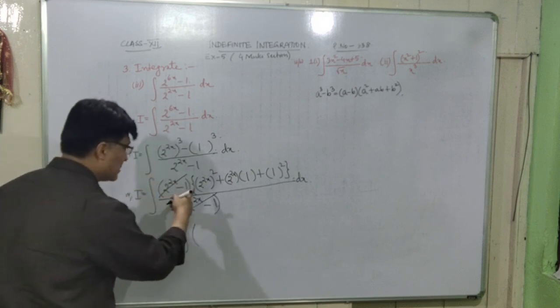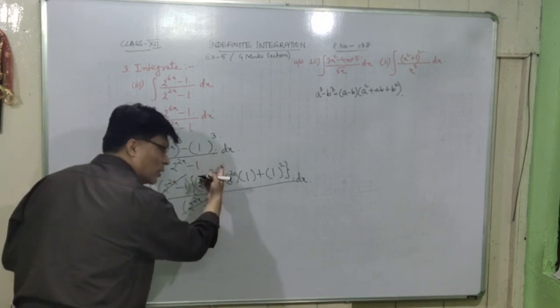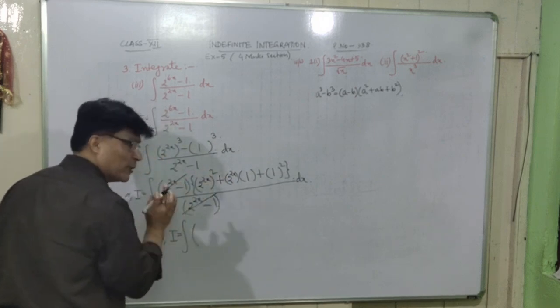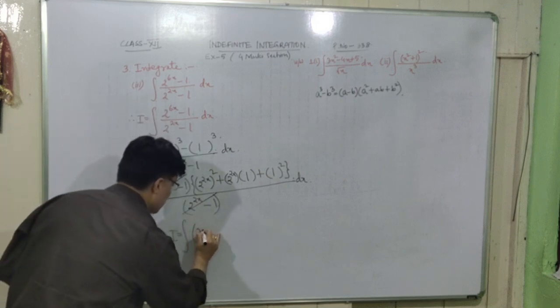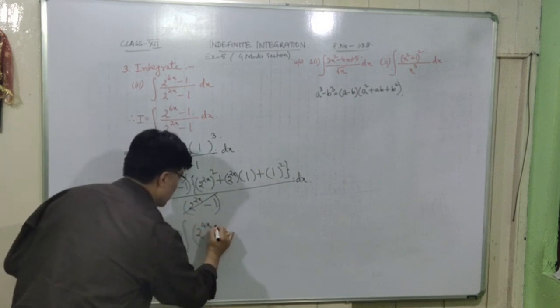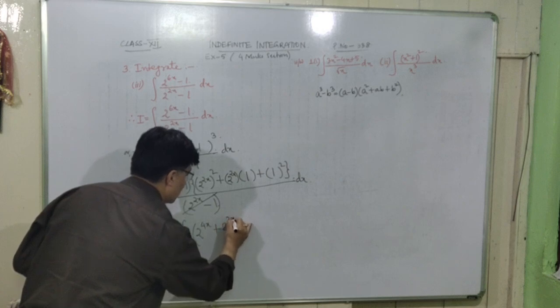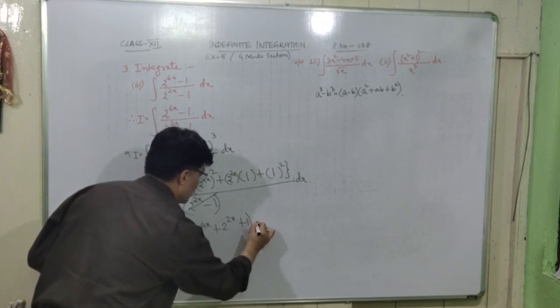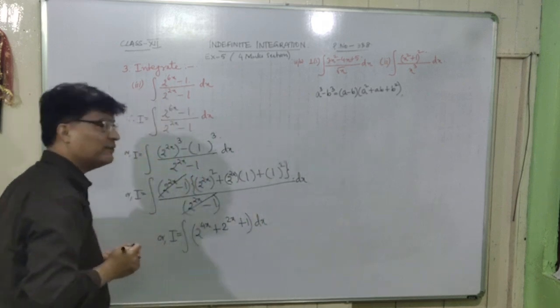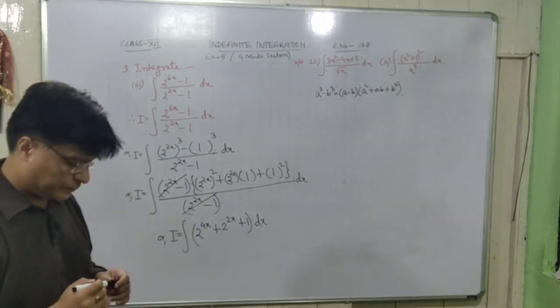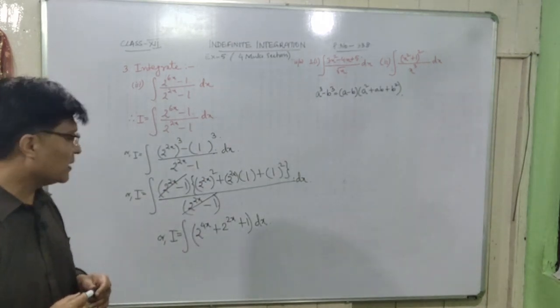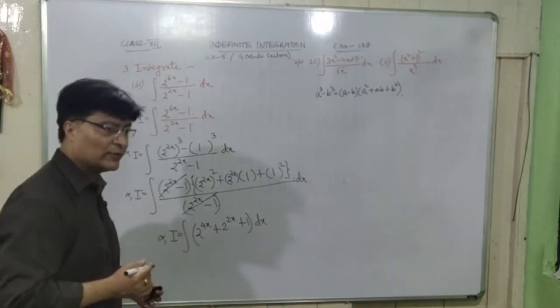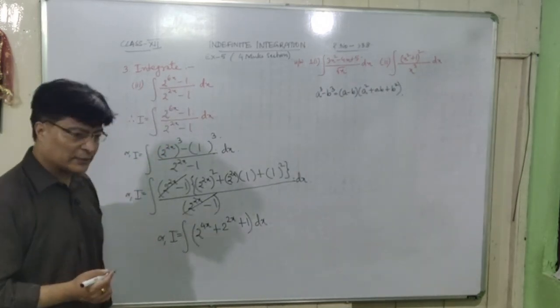Now we can simplify it. What is 2 to the power 2x whole square? These two powers must be multiplied. So it is 2 to the power 4x plus this is 2 to the power 2x, then plus 1 bracket closed. We have dx there. So I think you have understood it. Now we can separate the term and then we can integrate it. So let us separate the term here.